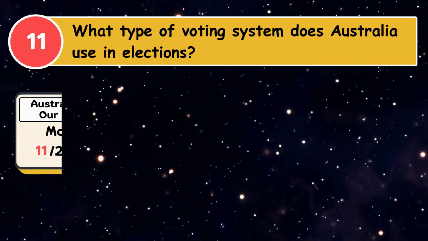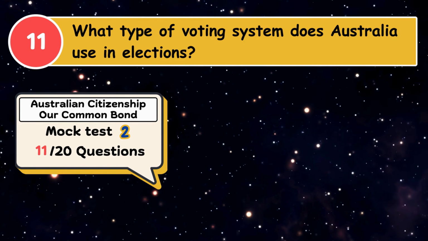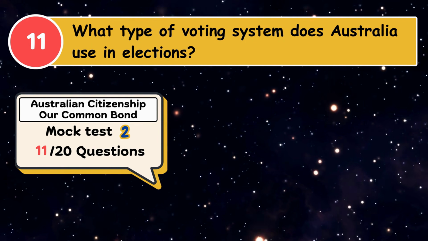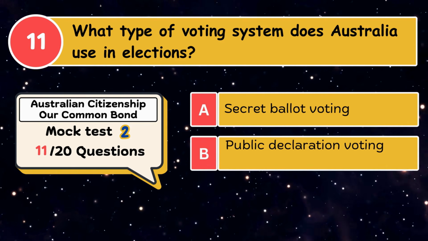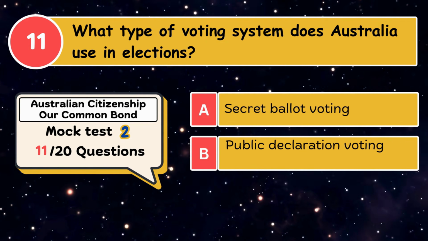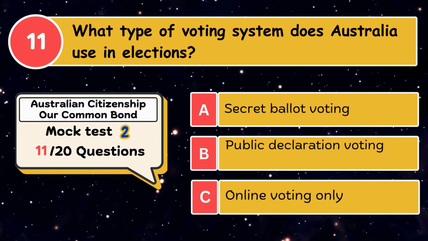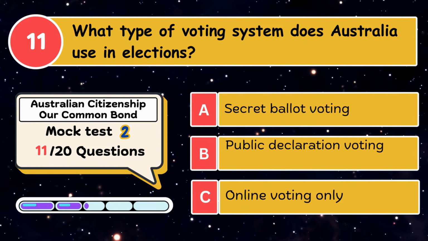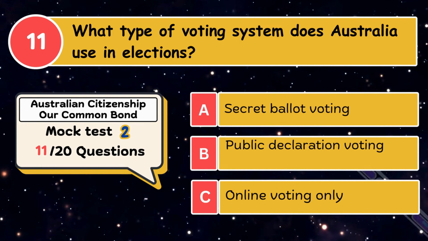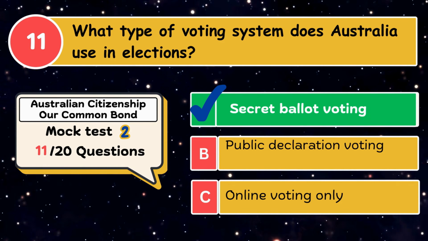What type of voting system does Australia use in elections? A. Secret ballot voting. B. Public declaration voting. C. Online voting only. The correct answer is secret ballot voting.